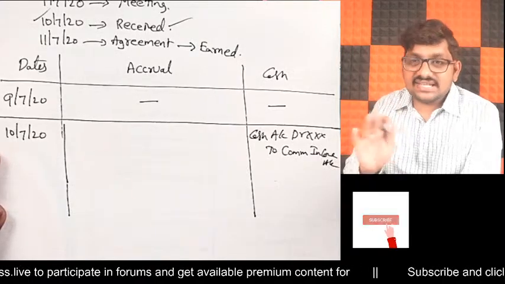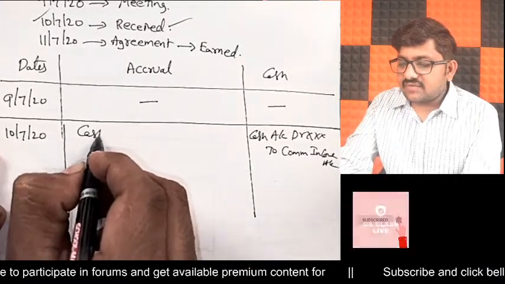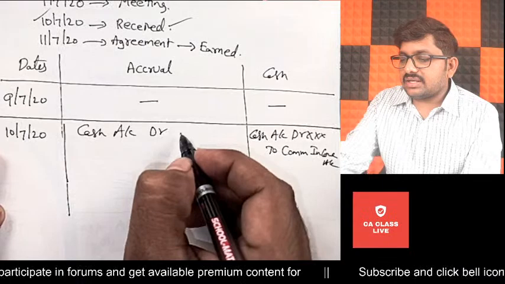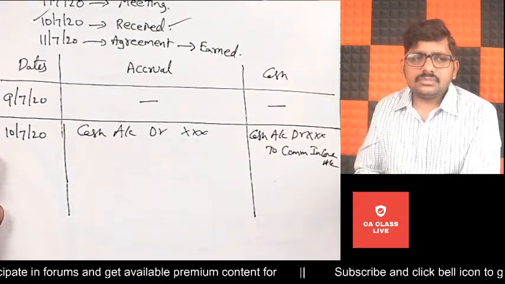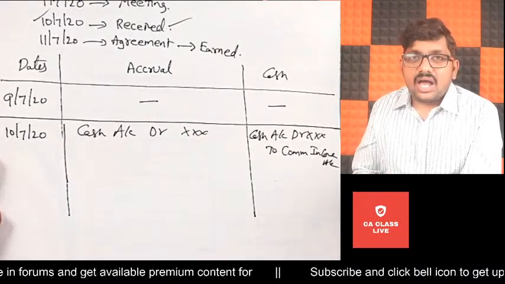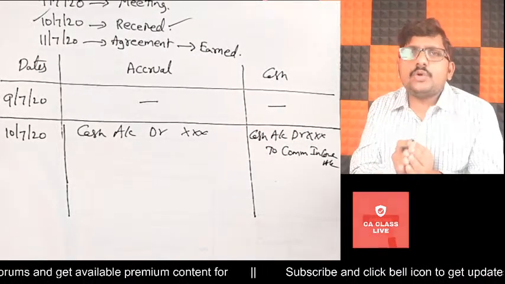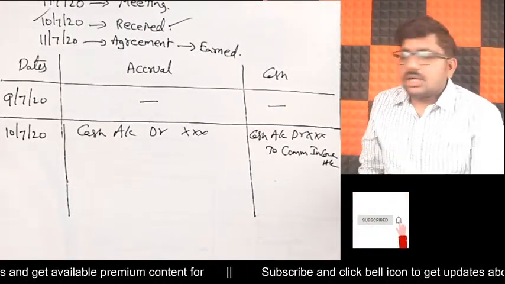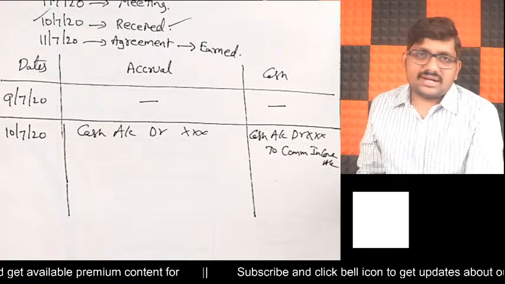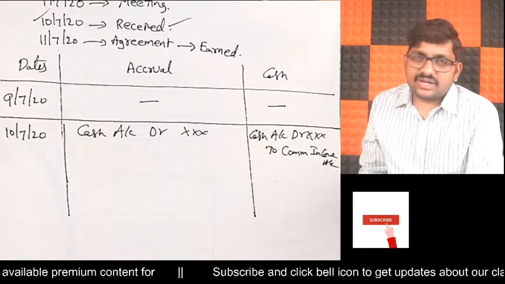Understand? But you are receiving the money. So because you are receiving, cash account debit is fine. But are you receiving your money? Do you have the right to take the money? No, sir. I don't have the right to take the money, sir.